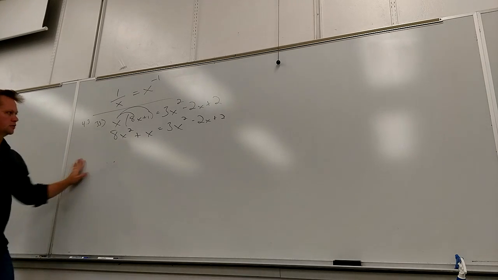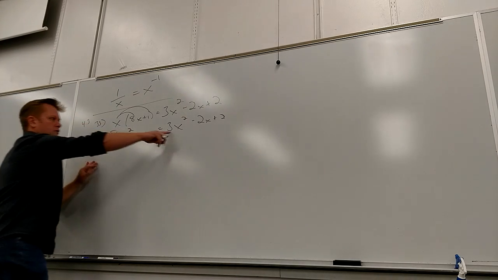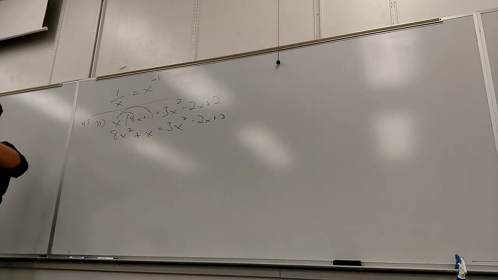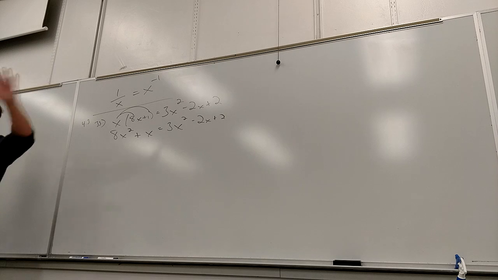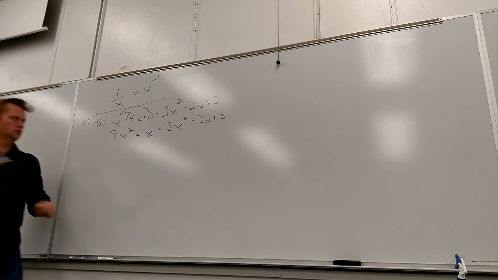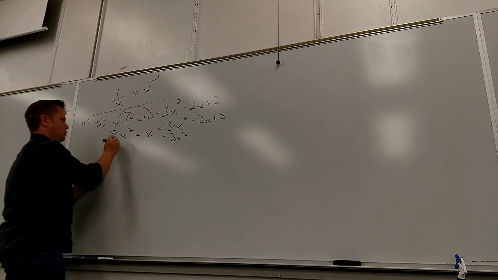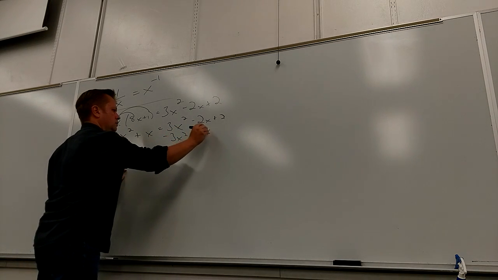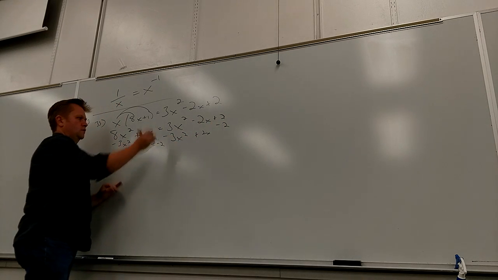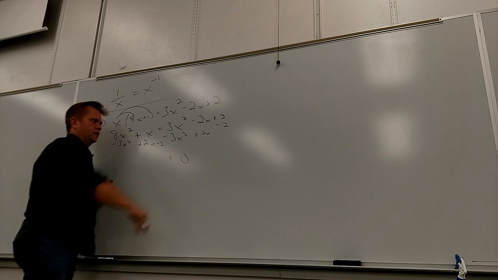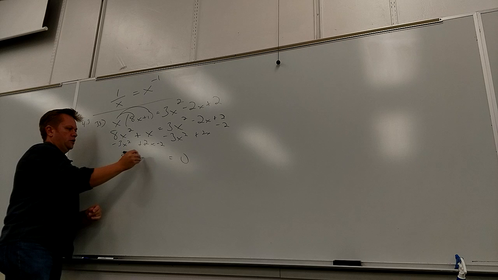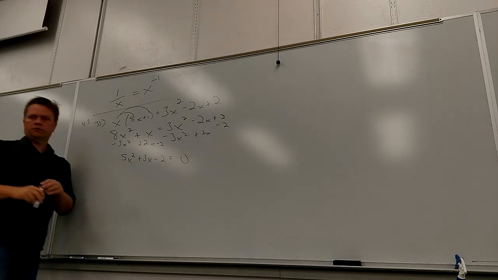So then here you just subtract, add, subtract everything. Why am I doing all that? Because I have a higher power than 1 on my variable, I would know I want to get it equal to 0. So minus, plus, minus. So I get equals 0. All that stuff cancels. I get 5x squared plus 3x minus 2 equals 0.